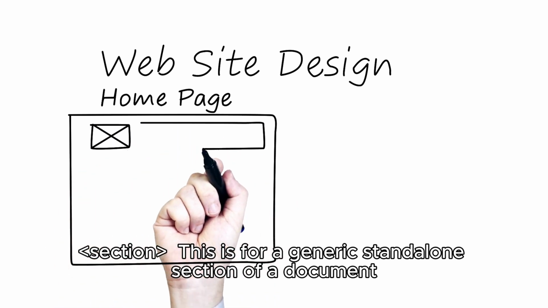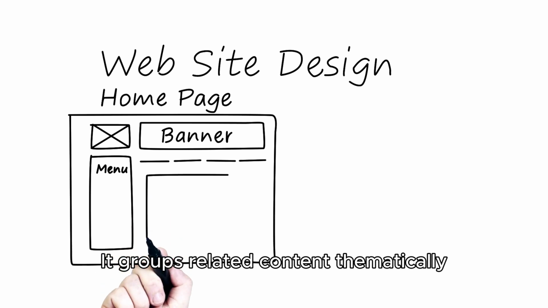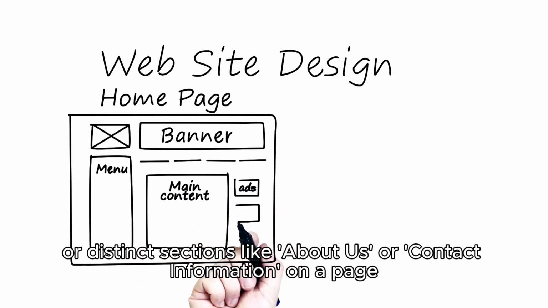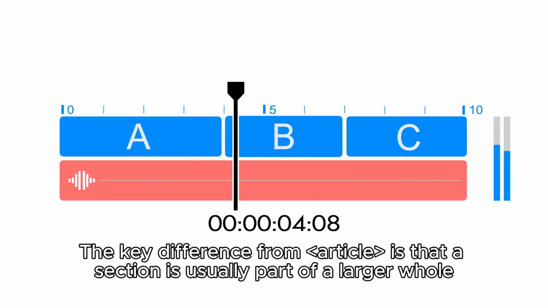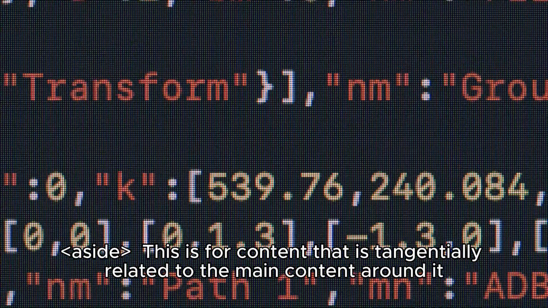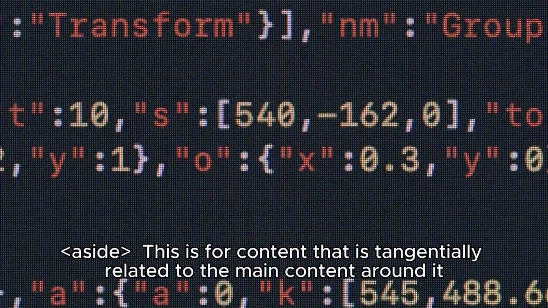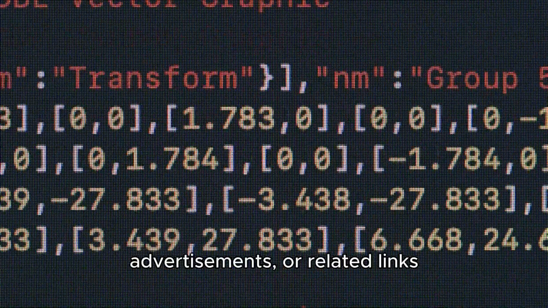Section. This is for a generic standalone section of a document, typically with its own heading. It groups related content thematically. Think of chapters in a book, or distinct sections like About Us or contact information on a page. The key difference from article is that a section is usually part of a larger whole, while an article can stand alone. Aside. This is for content that is tangentially related to the main content around it. Common uses include sidebars, advertisements, or related links.